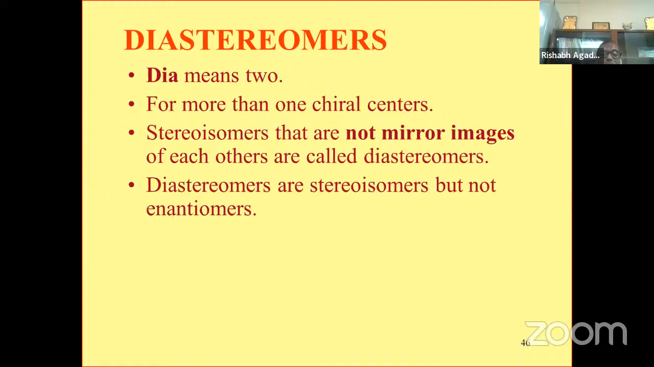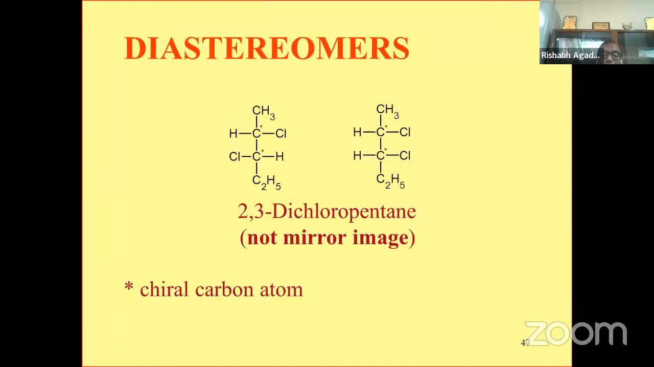Now dia. Dia means two. From that, diastereomers. For more than one chiral center, stereoisomers that are not mirror images of each other are called diastereomers. Diastereomers are stereoisomers but not enantiomers. Here in that case, the example of diastereomers is 2,3-dichloropentane.